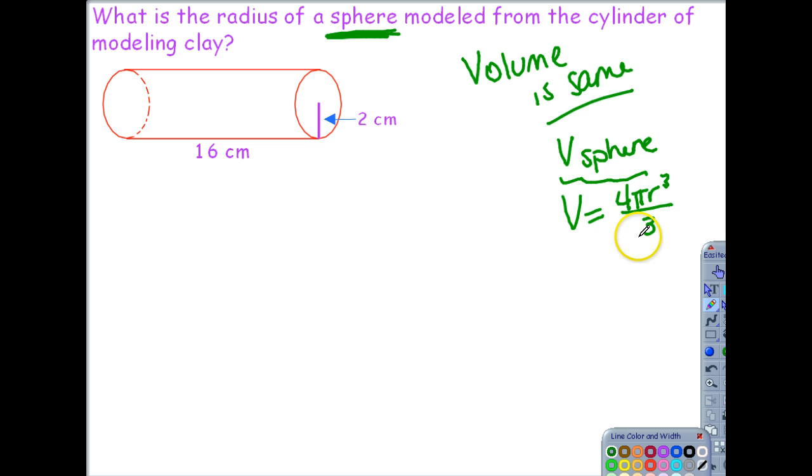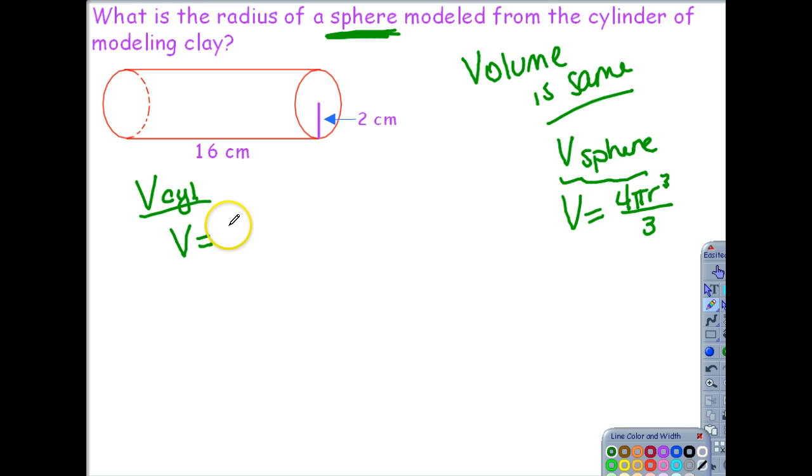The volume may help us to find the radius because we're going to know a volume. Now, what we have here, though, is a cylinder. So let's talk about the volume of a cylinder. And again, the reason why we're doing this is because the volume didn't change. The stuff that made that clay didn't change.